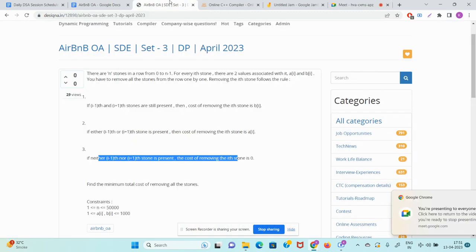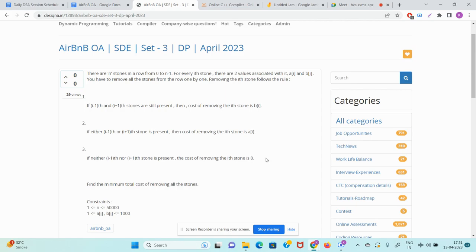So, guys, I hope you understood, it was clearly written. If both the neighbouring elements are present, then the cost is B of i. If only one of left and right is present, then the cost is A of i. If there is nobody on the left and nobody on the right, you have been completely broken up, no one is left, then the cost of removing that index is 0. Clear, guys? I am repeating again and again so everyone understands what A of i and B of i mean.